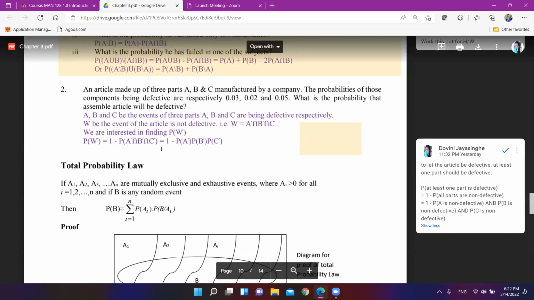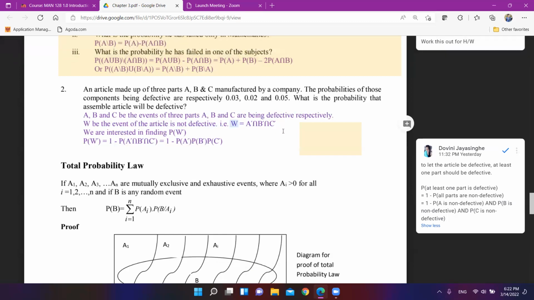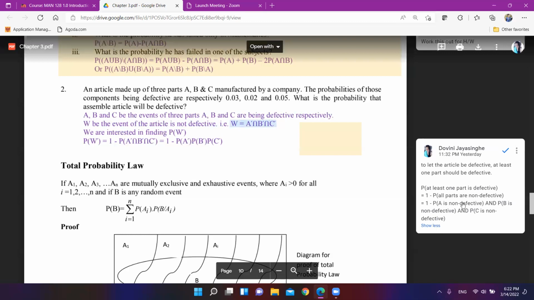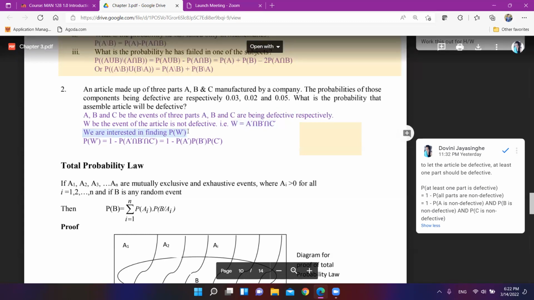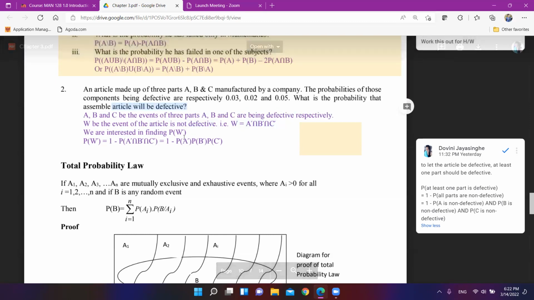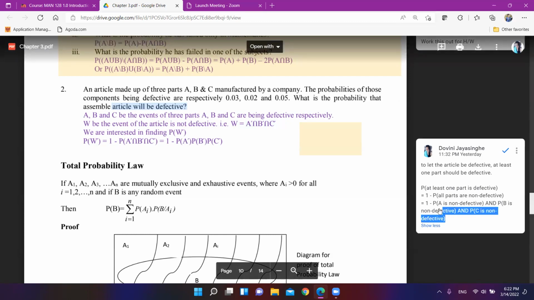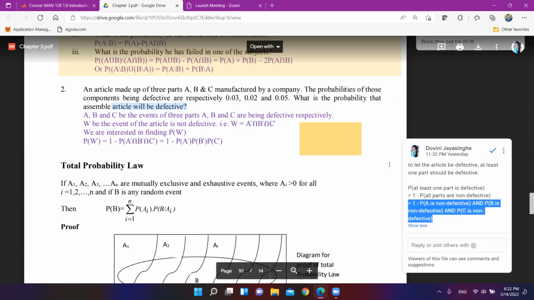ඔන්න දැන් එනවා මෙතනට. අපි හිතනවා W be the event of the article is not defective කියලා, right? So W is equal to A complement intersection B complement intersection C complement. මේකම තමයි. අපෙන් අහන්නේ we are interested in finding W complement. මොකද W කියලා කියන්නේ article is not defective. අපෙන් අහන්නේ article is defective. ඒ කියන්නේ W එකේ complement එක is equal to this thing. මේ ගොඩ නගපු විදිහ. Right?